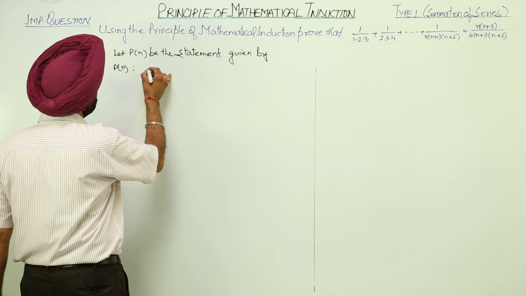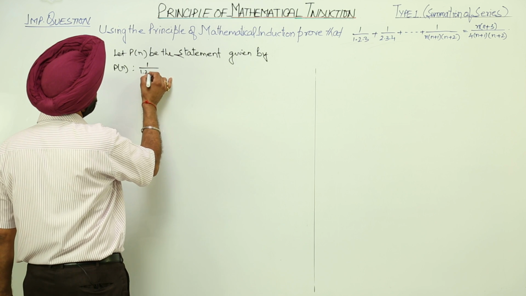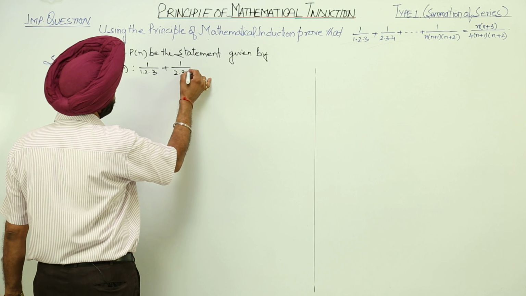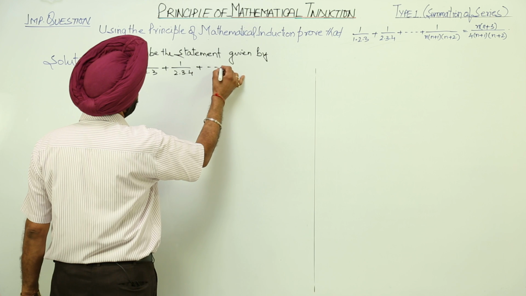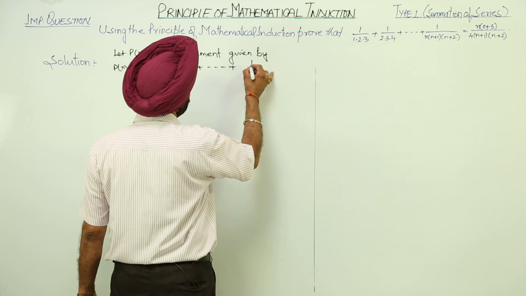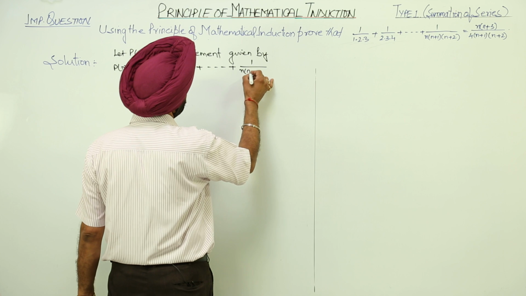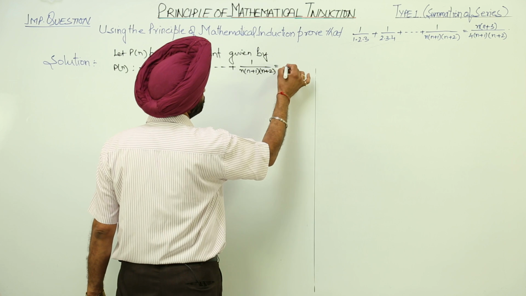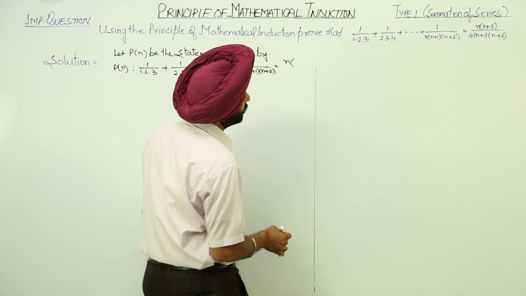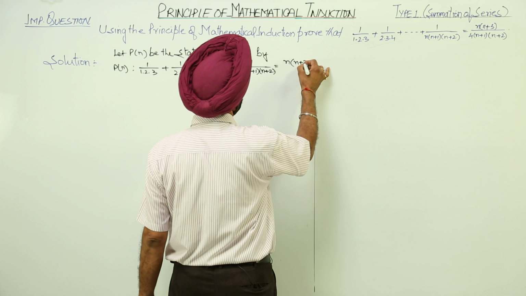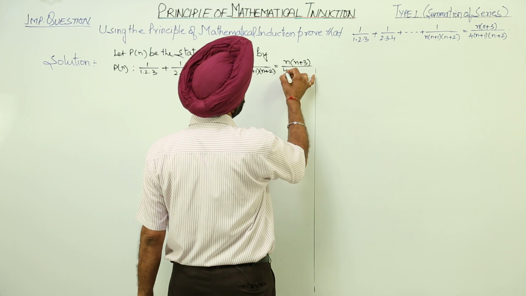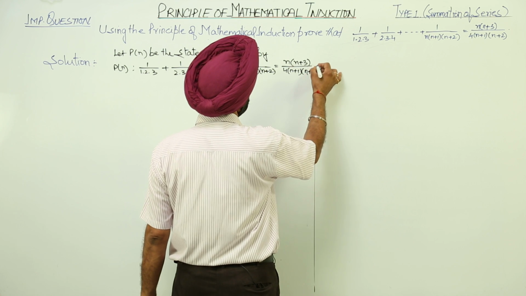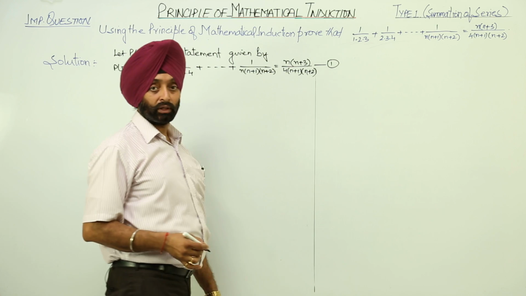Pn is such that it is 1 upon 1 times 2 times 3 plus 1 upon 2 times 3 times 4 plus ... plus 1 upon n times n plus 1 times n plus 2 is equal to n times n plus 3 upon 4 times n plus 1 times n plus 2. Now, let this be equation number 1.